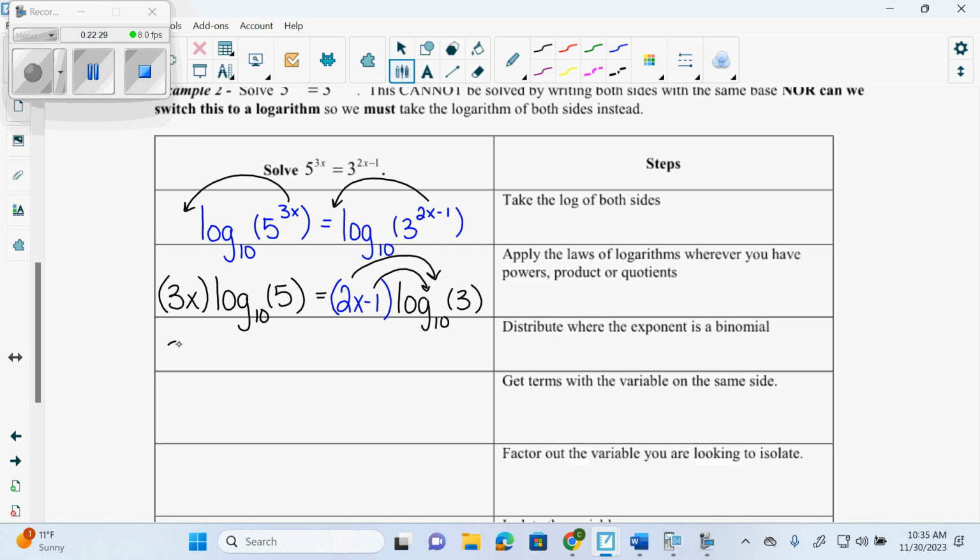So this side just stays because it's a monomial times a monomial. 3x log base 10 of 5. And this side, I'm going to distribute that 2x through. So I'm going to get 2x log base 10 of 3 minus 1 log base 10 of 3.